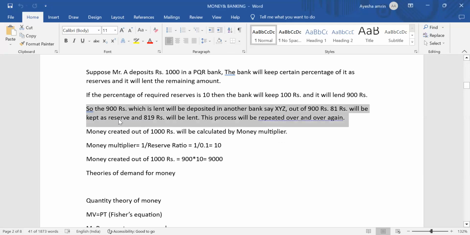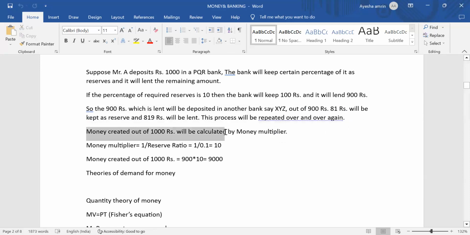See here, now what they are telling is, in 900 rupees which is lent to deposit in another bank, what the bank will do is take 900 rupees and that 81 rupees will be kept as a reserve. The total amount of 890 rupees will be lent. And this process is repeated again and again, just to put the money into circulation. Therefore, money created out of 1000 rupees will be calculated by the money multiplier.